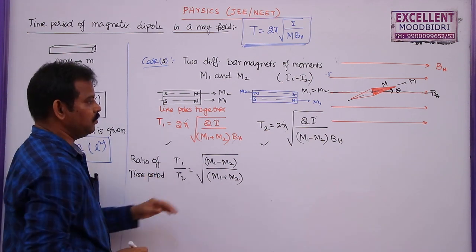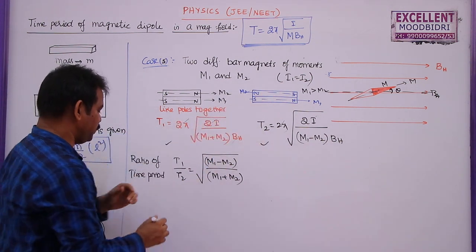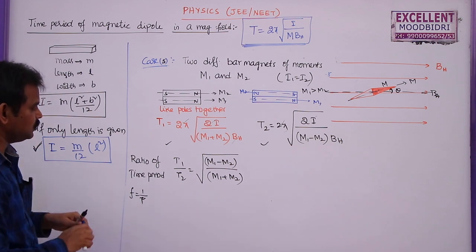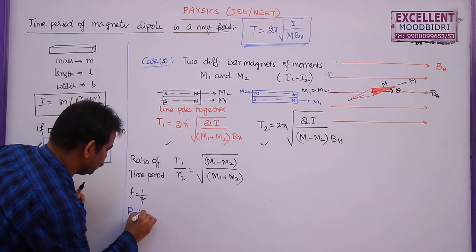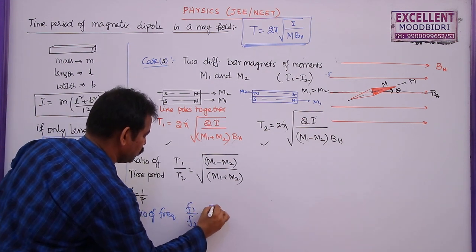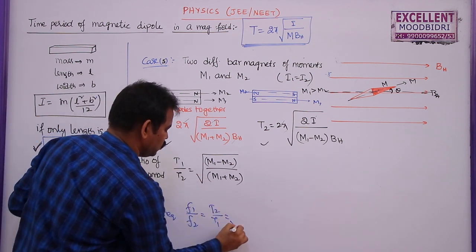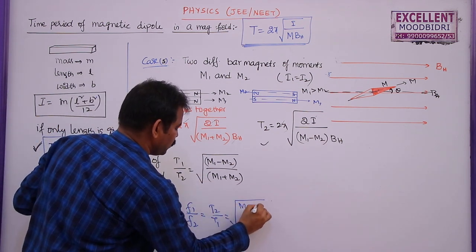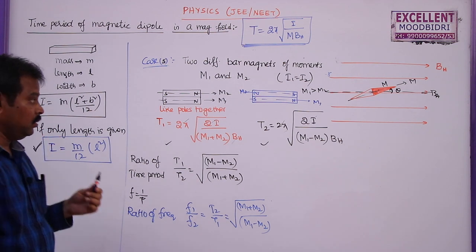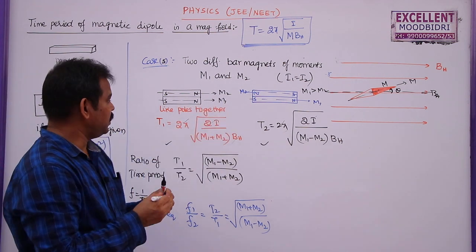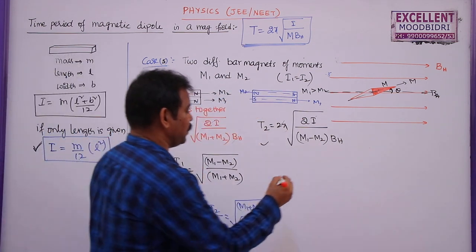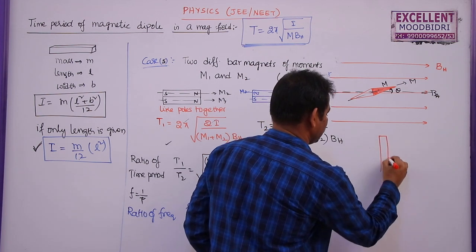But we know that the frequency of oscillation is the reciprocal of the time period. So f is equal to 1 by T. What is the ratio of frequencies in this case? The ratio of frequencies is given by f1 by f2 equals T2 by T1, which is equal to the square root of m1 plus m2 by m1 minus m2. Now, let us say these two bar magnets, here they are placed with like poles together, here unlike poles together. Let us say these two are perpendicular to each other. So this is the first bar magnet.